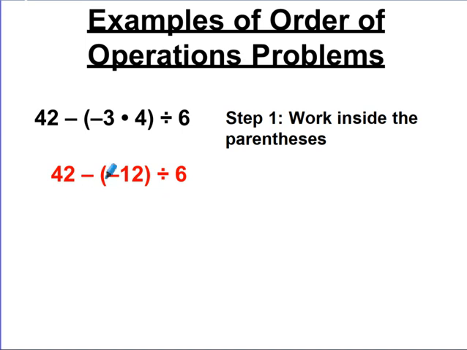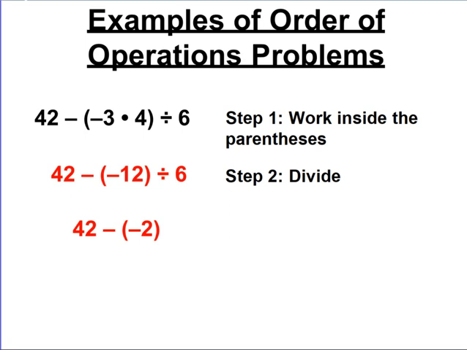I have subtracting left, 42 minus negative 12, and then I have division left. Division comes first, so I have to do dividing next. Negative 12 divided by 6. When you divide different signs, just like when you multiply different signs, you get a negative answer again, so that equals negative 2. And now I have one problem left to do.